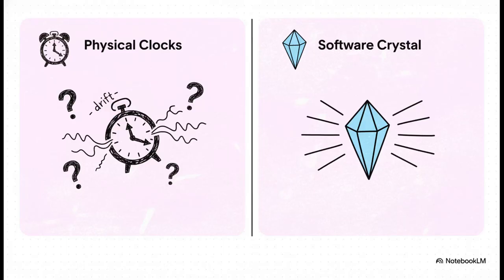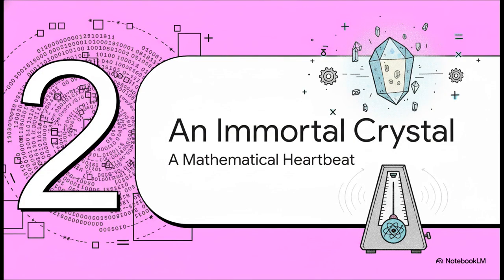So yeah, this slide really lays out the two sides of the coin. On one hand, you've got the messy, unpredictable physical world that we've all just kind of accepted. And on the other, the atomic kernel comes in with this radical alternative: a perfect, purely mathematical software crystal that never ever drifts. So how in the world does this software crystal even work?